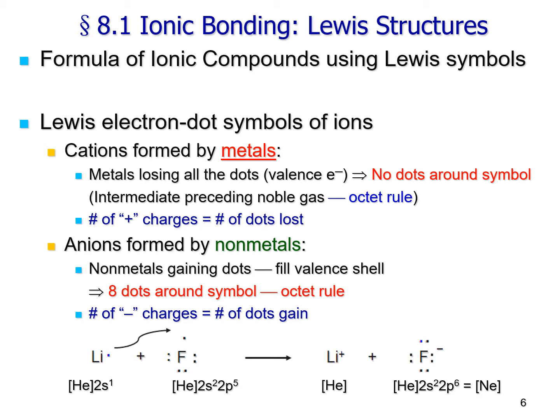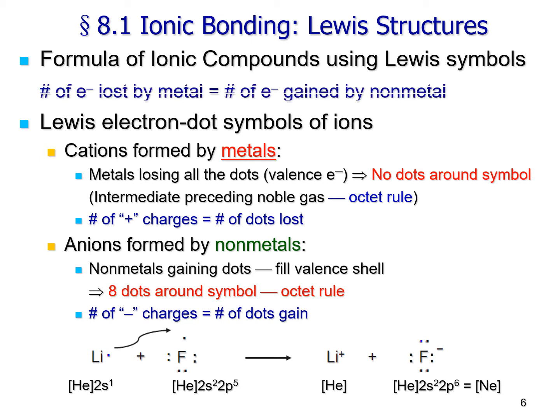Okay, this is how we're going to figure out the formula. Charge balance: the number of electrons lost by the metal must equal the number of electrons gained by the nonmetal. So if we have lithium fluoride, we have 1 positive charge and 1 negative charge; put them together, the charges cancel, so we get a neutral compound. So this loose dot model explains ionic compounds splendidly, beautifully, very efficiently.